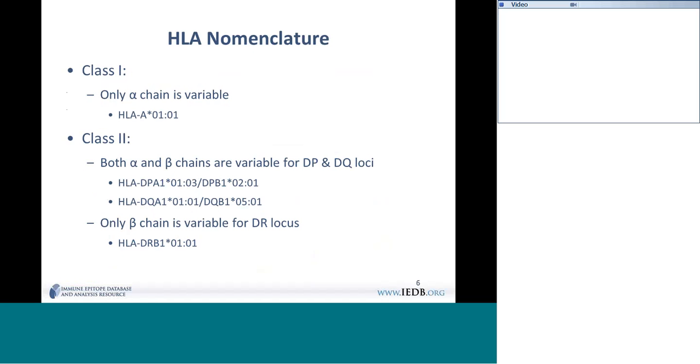And here I just want to touch on the nomenclature for class 1 and class 2. Normally for class 1 we mention only one chain. The reason is that, as I mentioned earlier, only one alpha chain is variable in class 1. In class 2, both alpha and beta chains are variable for DP and DQ loci, where we mention both the A chain and B chain in the allele nomenclature. In the case of the DR locus, only the beta chain is variable, so we just mention the beta chain.